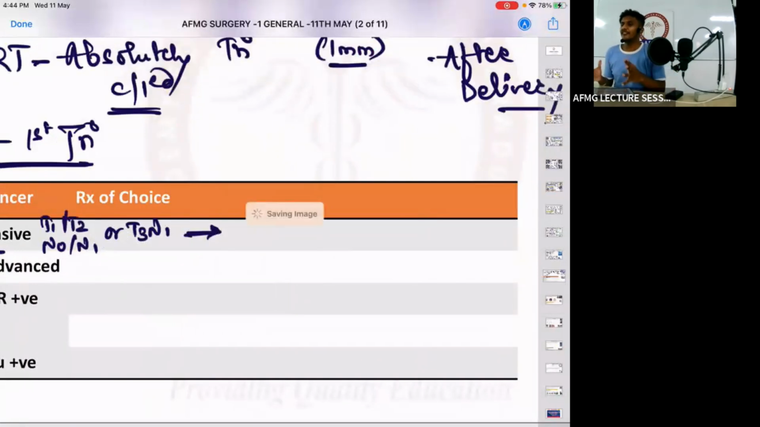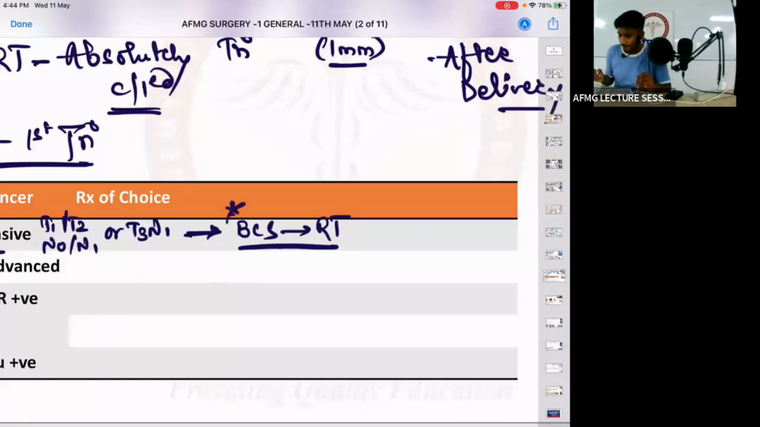So nowadays, definitely, if the patient is younger, we will not perform mastectomy. Nowadays, a better option available is breast conservation surgery. But breast conservation surgery should always be followed by radiotherapy. Or if the patient does not want recurrence, then we will perform a simple mastectomy. Simple mastectomy means only the breast tissue is being removed.